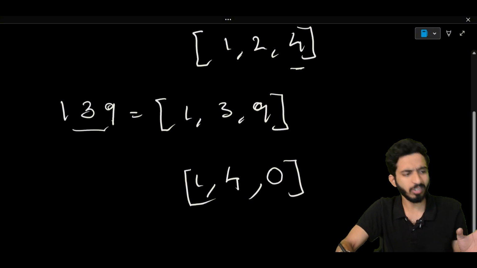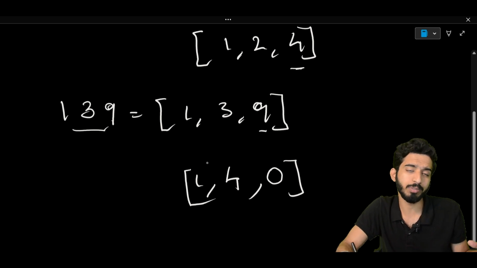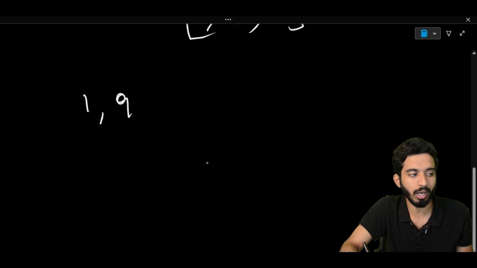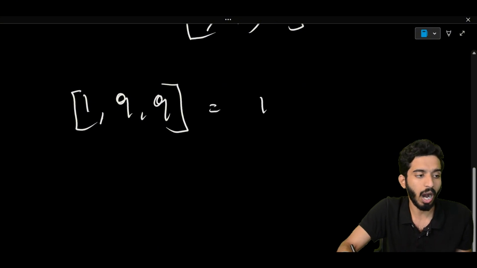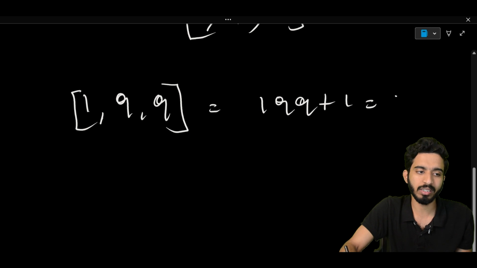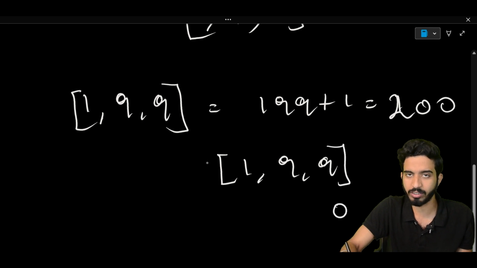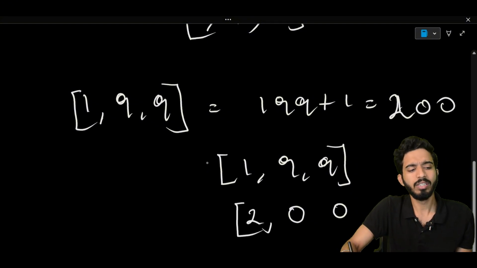So this is also plannable. I go to the last element, and if it is 9, I make it 0 and go to the second last element and make it 4. But what about another test case, 1 comma 9 comma 9? Here I am going to run a loop, because 199 plus 1 makes it 200. So if it is a 9, you make it 0, if it is a 9, you make it 0, and then you make the first element 2. This is also workable.